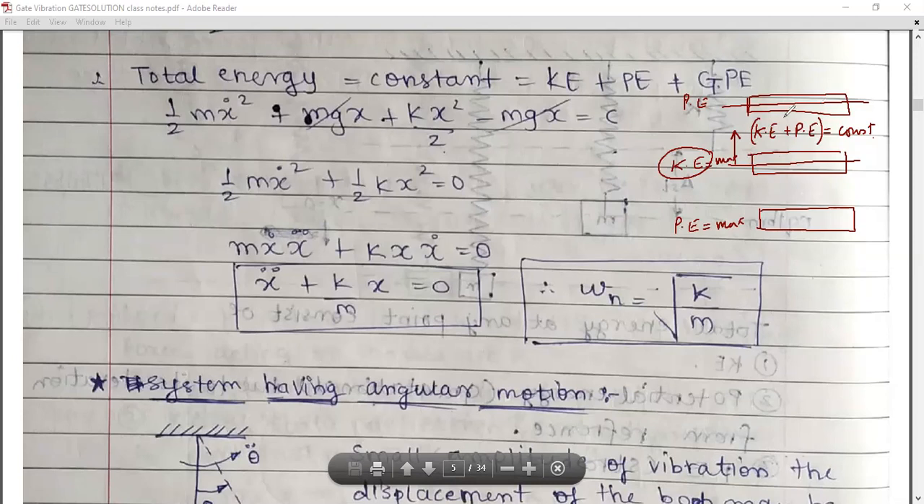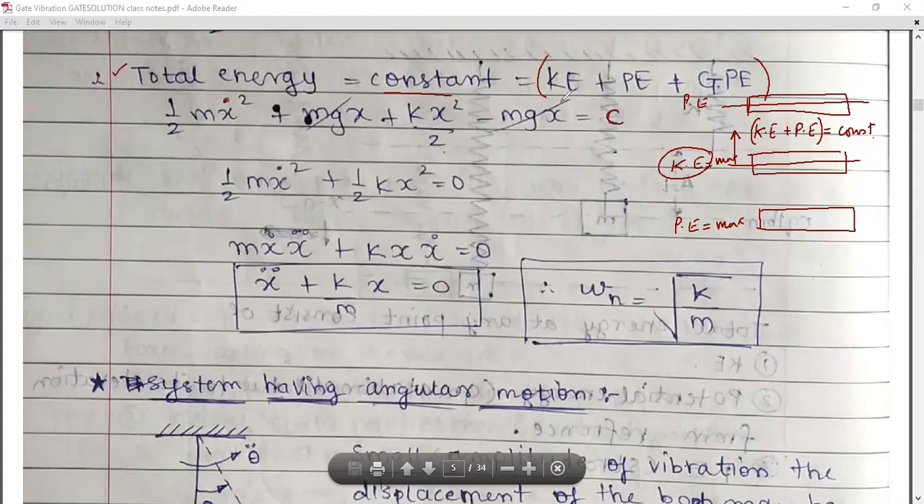So you can say the total energy. So total energy, if I say is a constant, the total energy is what? Summation of kinetic and potential energy plus gravitational potential. So here we are going to write this expression: half mx dot square plus mgx plus kx square by 2 minus mgx is equals to constant.